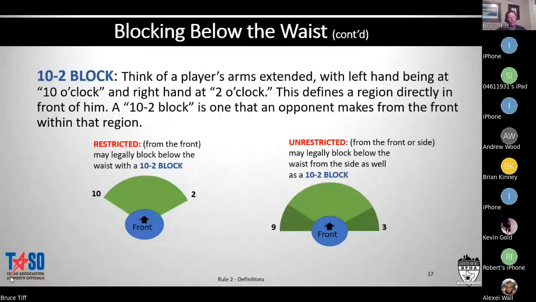So we use the term restricted and unrestricted. You don't see the rule book use that much anymore, but I think it's still an easier way for us to understand if a player is restricted or unrestricted. And whichever one they are, we'll talk more about how we know who's restricted and unrestricted. Which type of block can they do? Can they only block from the front, or can they block from the front or the side?